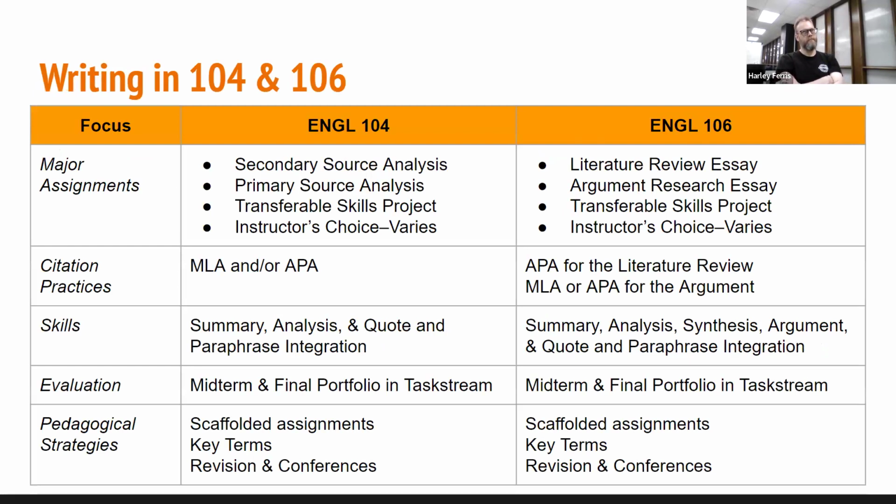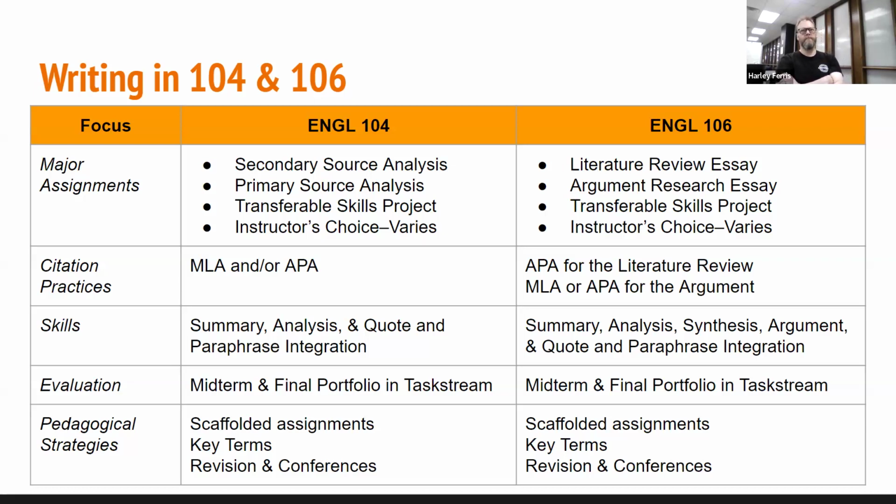So as you can see here, we have some major assignments in English 104 and English 106. You can take a look at those. In English 104, our heavy emphasis is summary analysis, as well as quote and paraphrase integration. Those are some of the key skills that we focus on here. Obviously, other skills come up, but these are the main ones that we try to focus on.